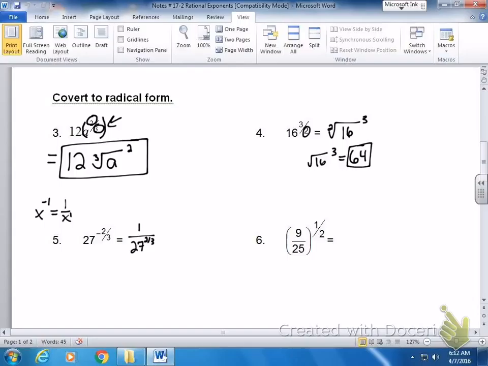Now, if we have 2/3 on the bottom and 1 on top, that's really the same as having 2/3 up here, because 1 to the 2/3 is 1. So I'm going to rewrite that. The 3 is my denominator, so I'm going to use that out front. I'm going to open my square root sign, but this time I'm going to just put in 1 over 27, and I'm going to square it.